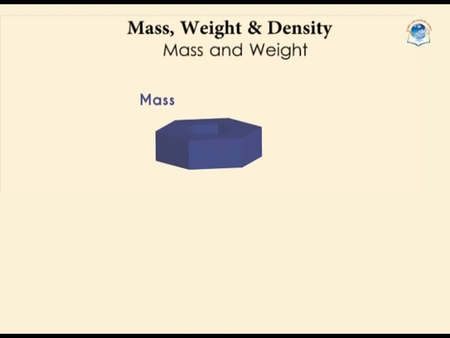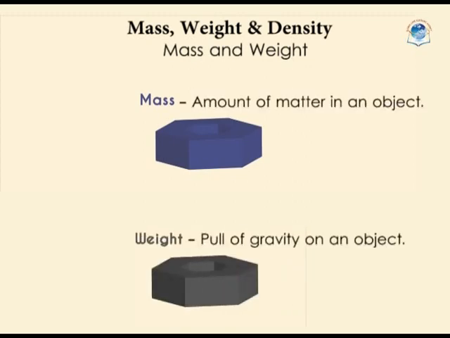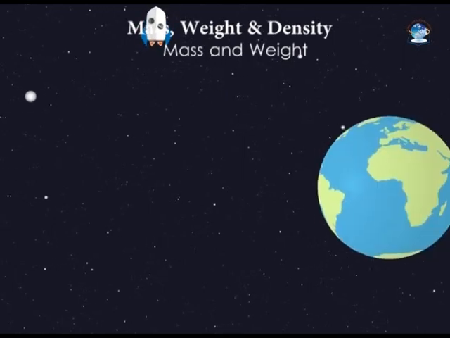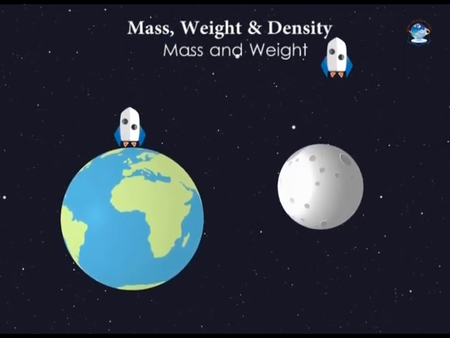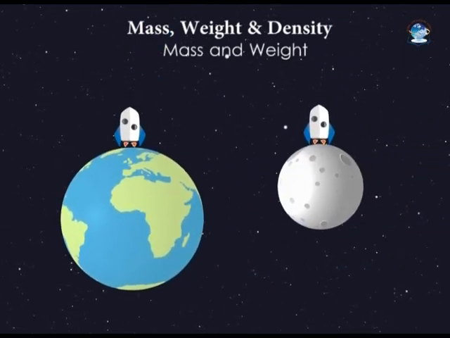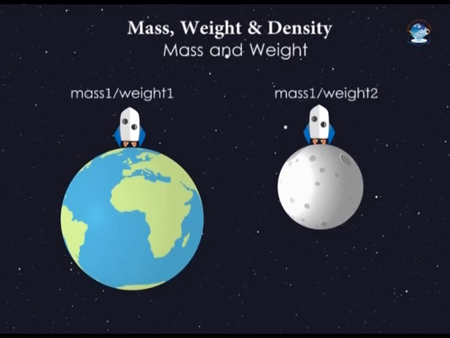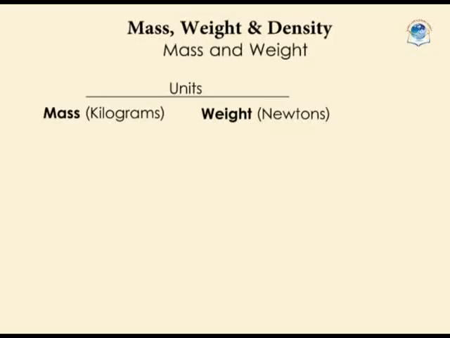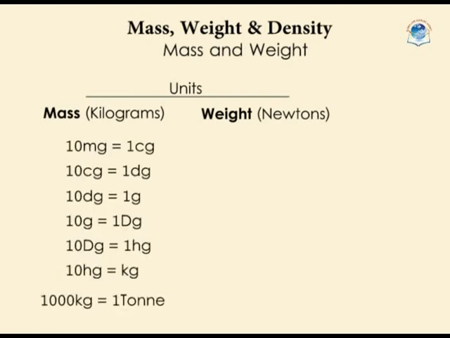We define mass as the amount of matter in an object, and weight as the pull of gravity on an object. You might have heard people say that objects weigh less in space or on the moon. That's right. The weight of an object changes from place to place, but mass does not. It remains constant. Mass is measured in kilograms together with its smaller and larger fractions. Weight is measured in newtons.